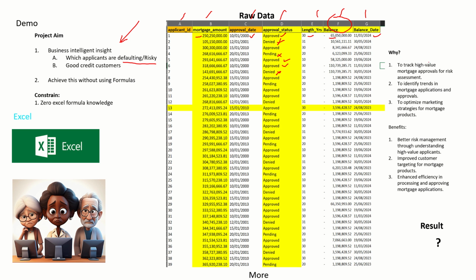The reasons are here on the right hand side, as you can see. There are multiple reasons, but I'm just going to take one of them: to identify trends in mortgage applications and approvals. Yes, you can see trends there. Then I go down here to benefits. What am I looking at here? Let's pick one. One of the benefits here is to improve customer targeting for mortgage products.